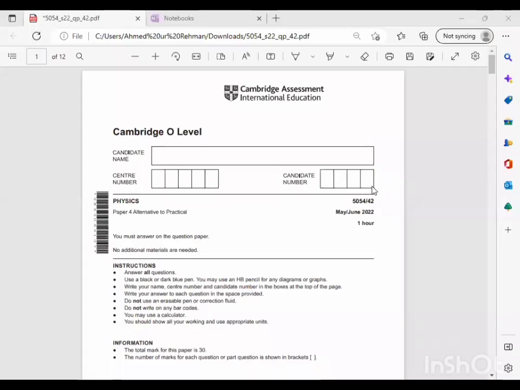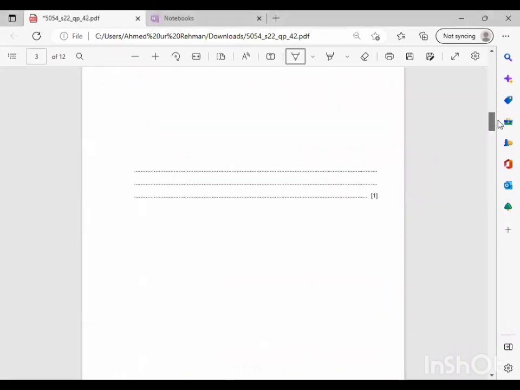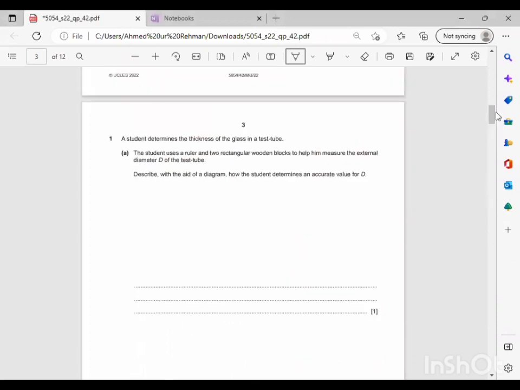Okay, right. So today we will be doing June 22 paper 42, and this is going to be alternative to practical paper. Right, so it's pretty easy. Okay, so to start with, a student determines the thickness of the glass in a test tube. The student uses a ruler and two rectangular wooden blocks to help him measure the external diameter of the test tube. Describe with the aid of a diagram how the student determines an accurate value for D.